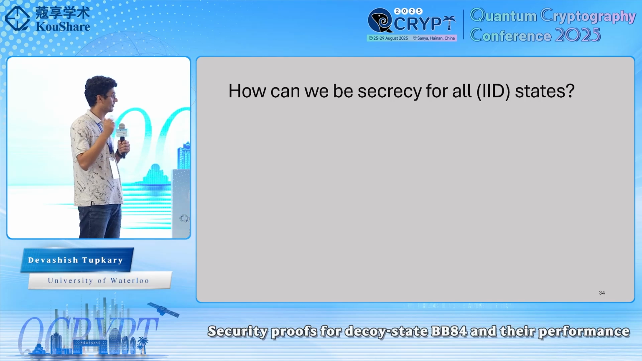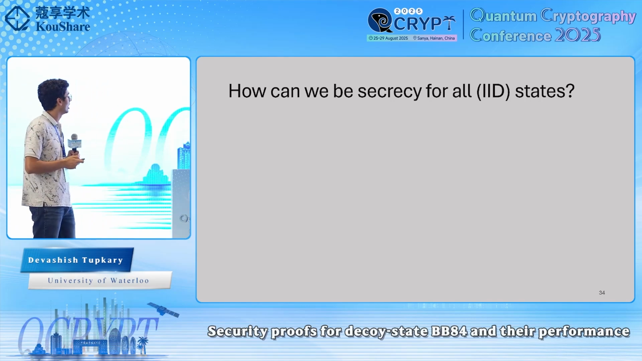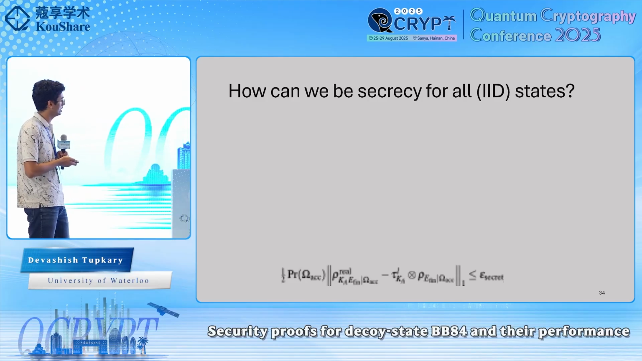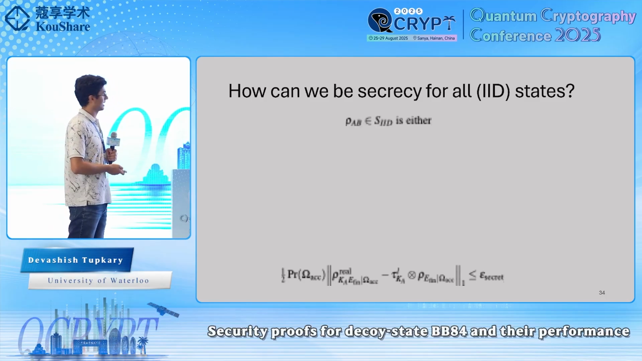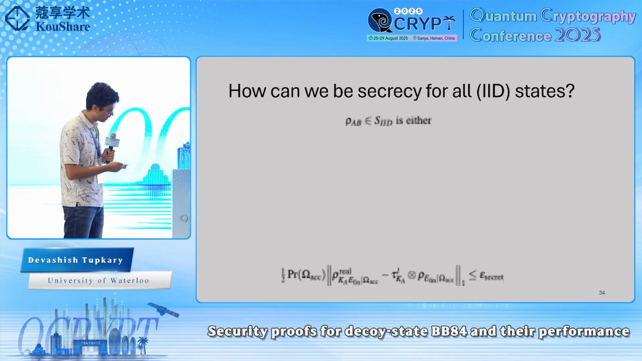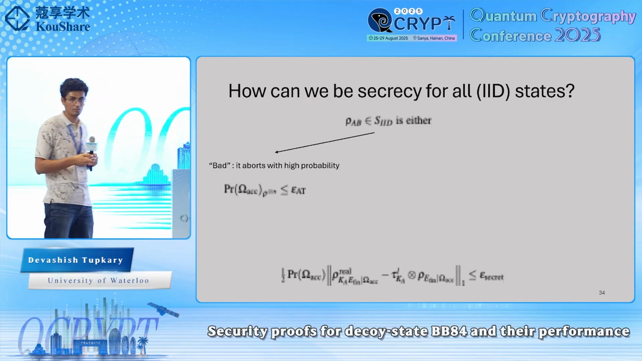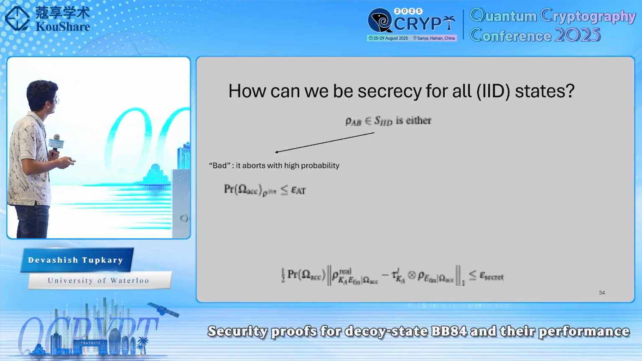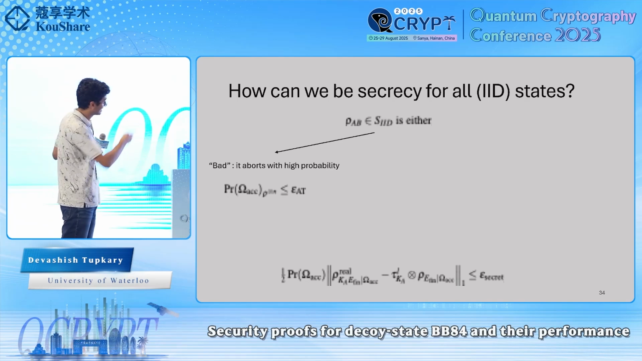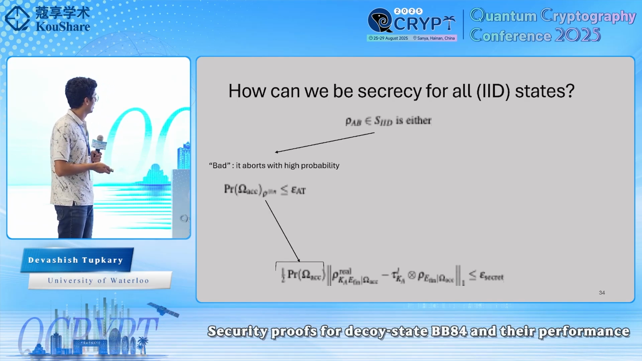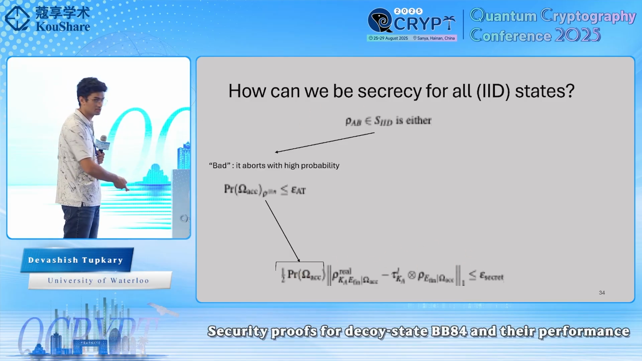Okay, so let's say we want to use this technique. How can we prove secrecy for all IID states? This one is fairly straightforward. So this is the target statement we wish to prove for all IID states. We start with the set of IID states we care about, and we say, okay, this state is either bad if it accepts with low probability, sorry. If it accepts with low probability, then just this term itself is small, and so the whole thing is going to be small, and we're going to be fine.